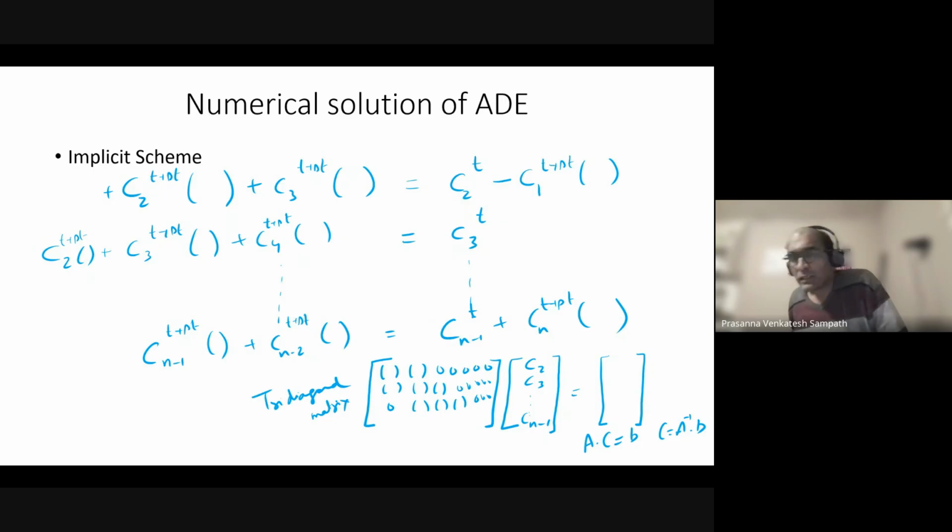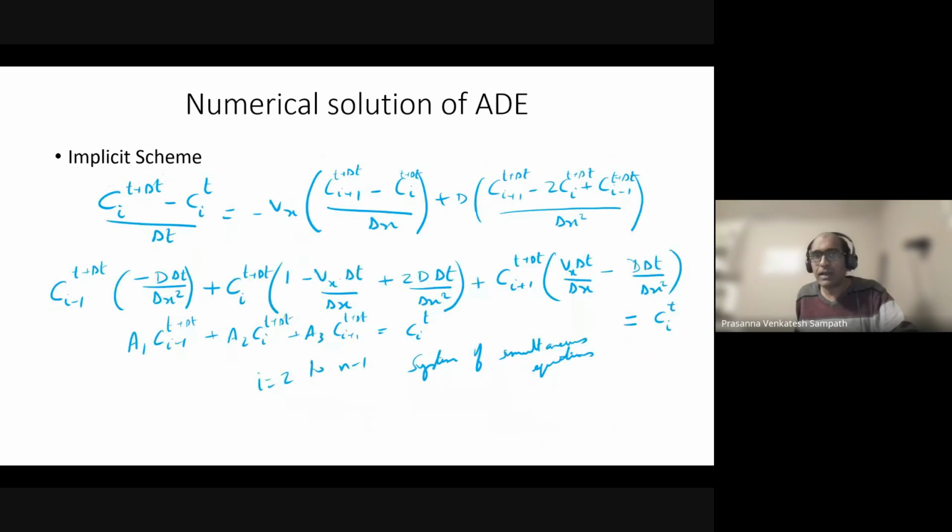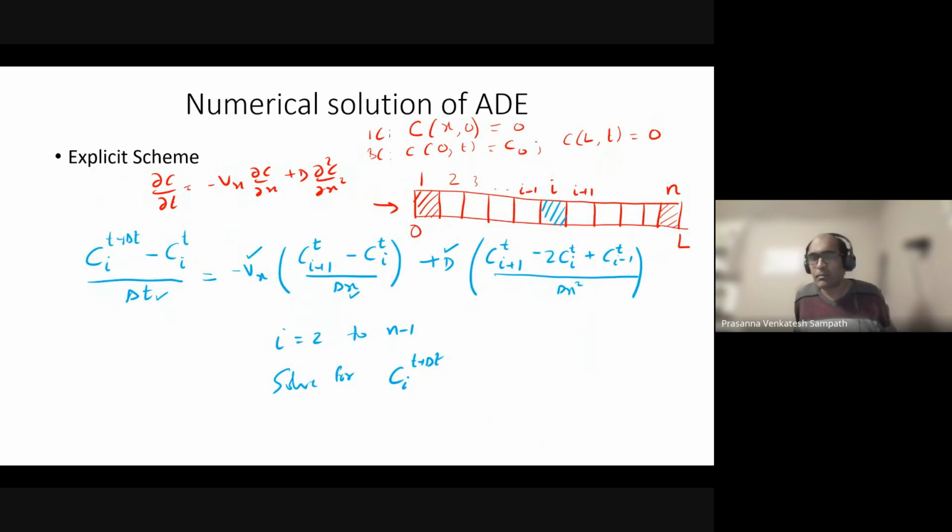Now you might be wondering, why should I do all of this difficult stuff if I can just do the explicit scheme, right? Two slides back, we wrote the explicit scheme where it was just a simple algebraic equation. You can just solve it and be done with it. Now this implicit scheme seems to be much more complicated and pretty unnecessary, right? Well, there is a reason why we do all this.